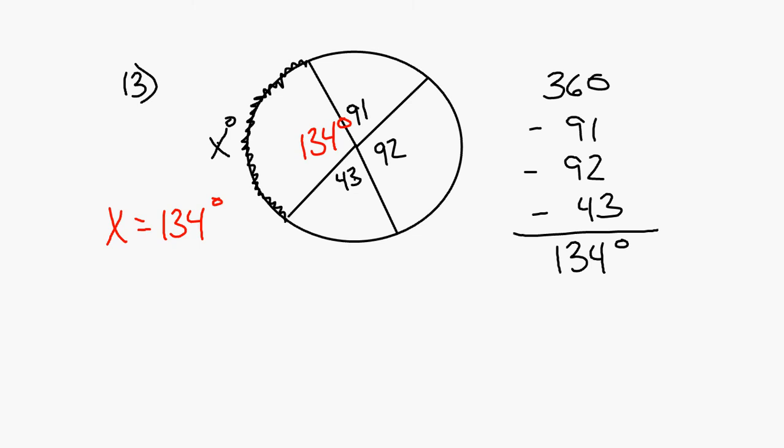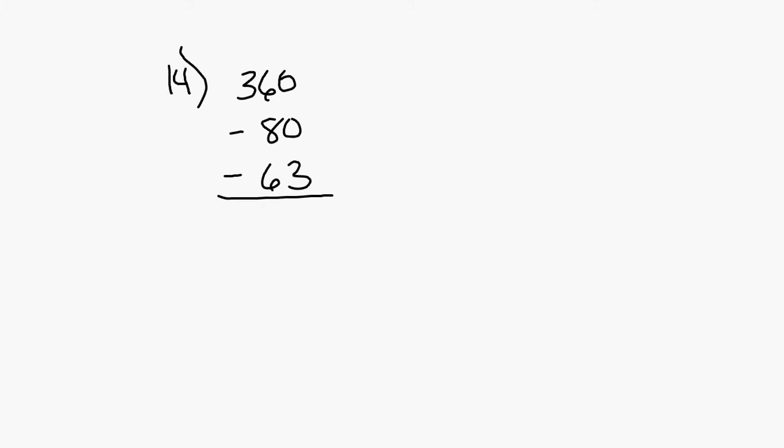Alright, on number 14 you're going to do the same thing, right? Number 14, you're going to take 360. You're going to subtract 80. And then you're going to subtract 63. And 360 minus 80 minus 63 is 217 degrees.